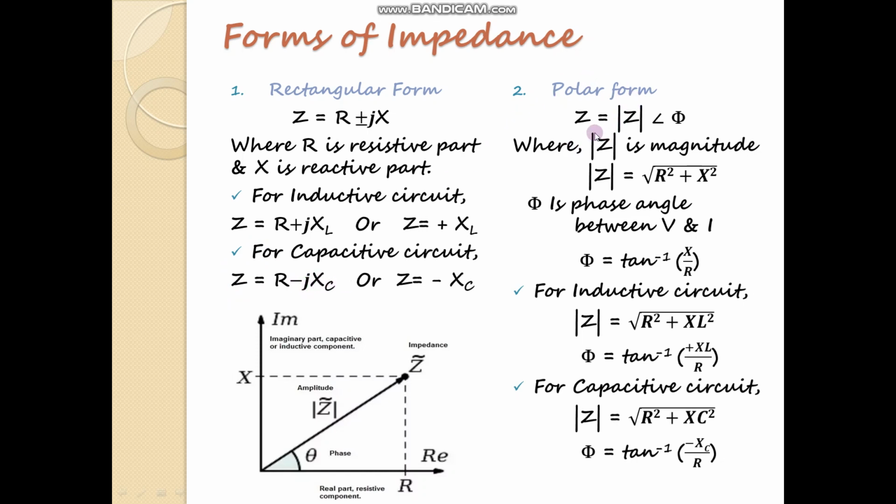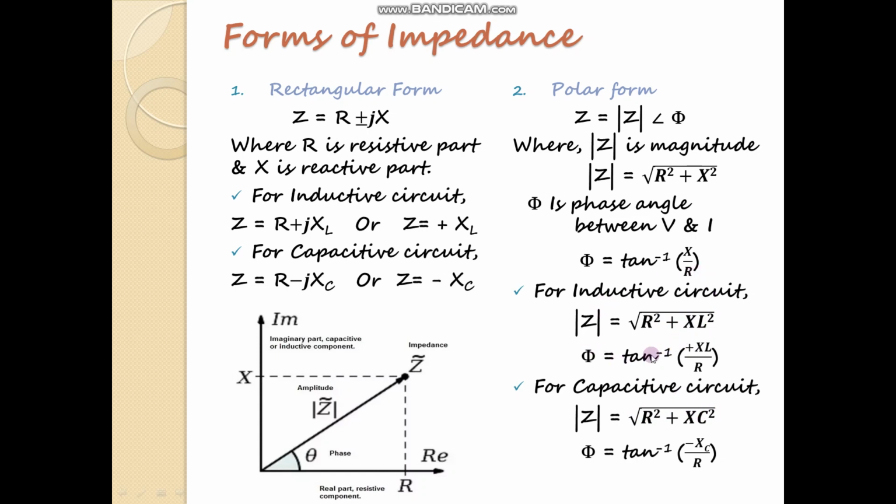In the polar form, Z is represented as mode of Z at an angle phi. Mode of Z means magnitude of the impedance, which is given by under root R square plus X square, and phi is the phase angle between voltage and current, which is given by tan inverse X by R. For inductive circuit and for capacitive circuit, the magnitude of Z is same, which is given by under root R square plus XL square or under root R square plus X square.